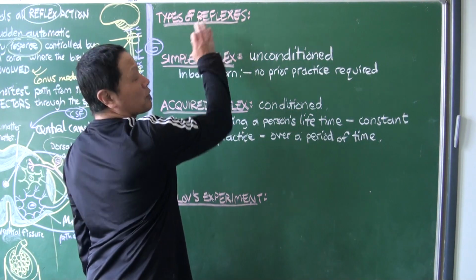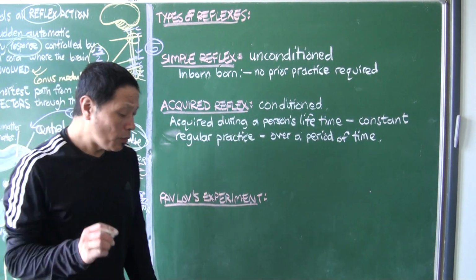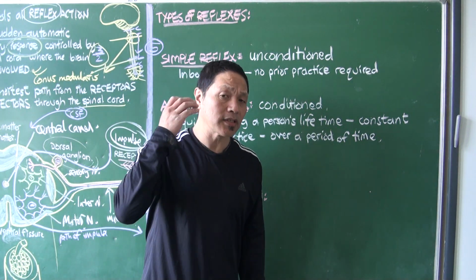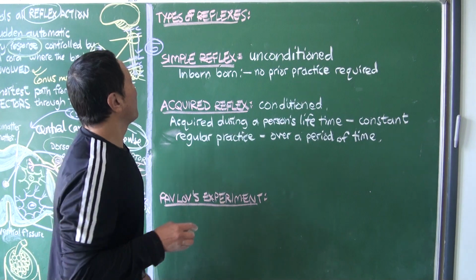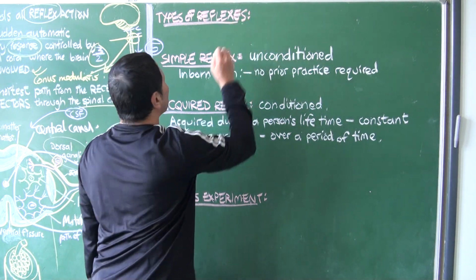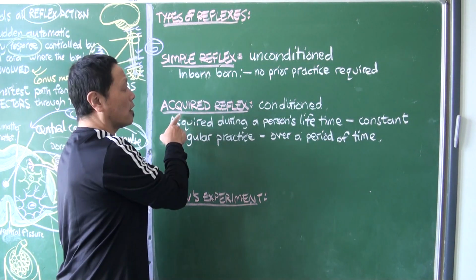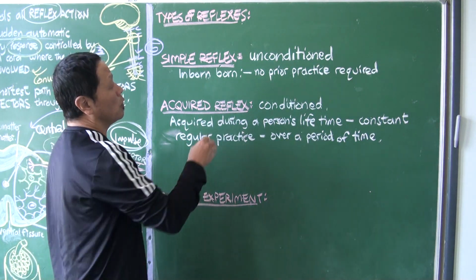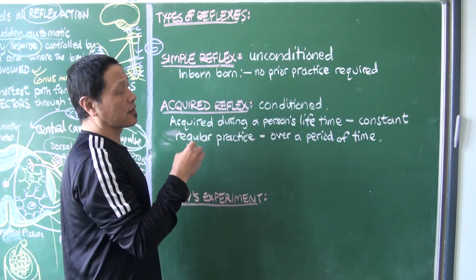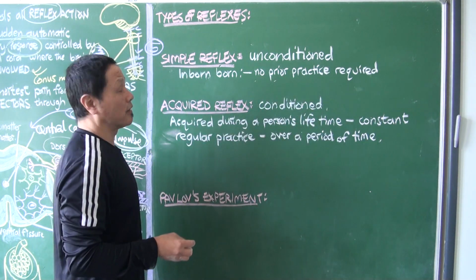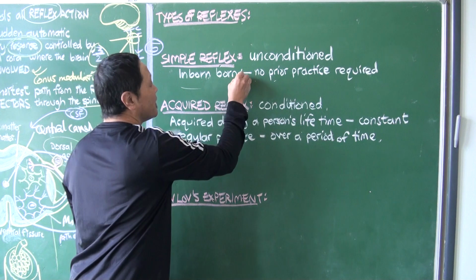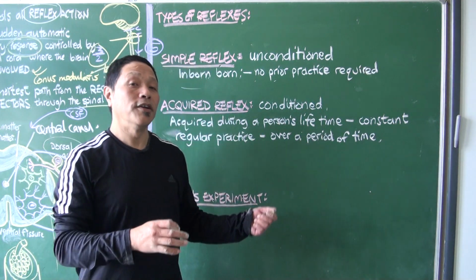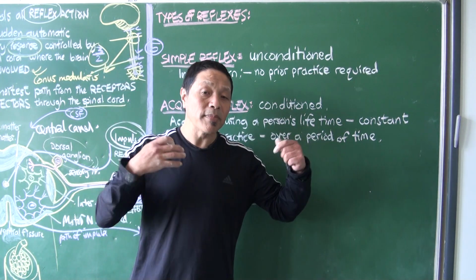Okay, types of reflexes. We know that reflex action is an action which is not controlled by the brain. It is controlled by the spinal cord. And reflexes are of two types: simple reflex and acquired reflex. Simple reflexes are those reflexes which we need not practice at all. No prior practice is required. So it's also called the inborn reflex, which means when you are born, you already have these reflexes embedded into you.